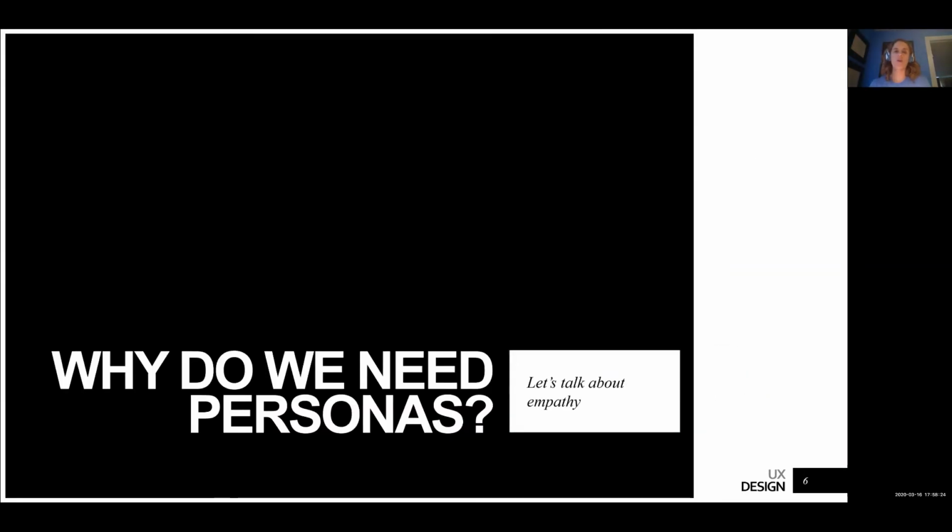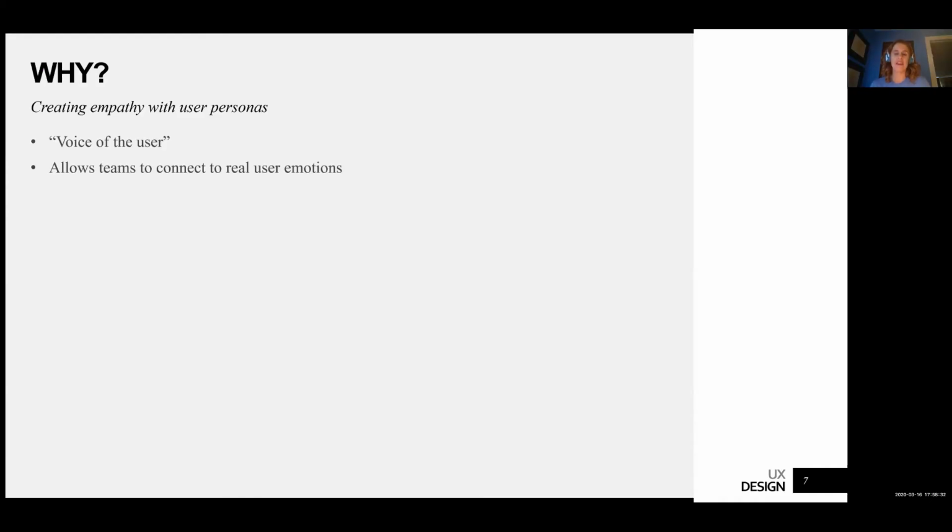So why do we create with personas? Well, I've kind of touched on it. It's part of human-based design. This is all about creating empathy. Instead of designing a software or a product or a service based on the preferences of the design team, the persona steps in to represent the people that we're designing for. They serve as the voice of the user, and it helps us step out of ourselves and connect with them.